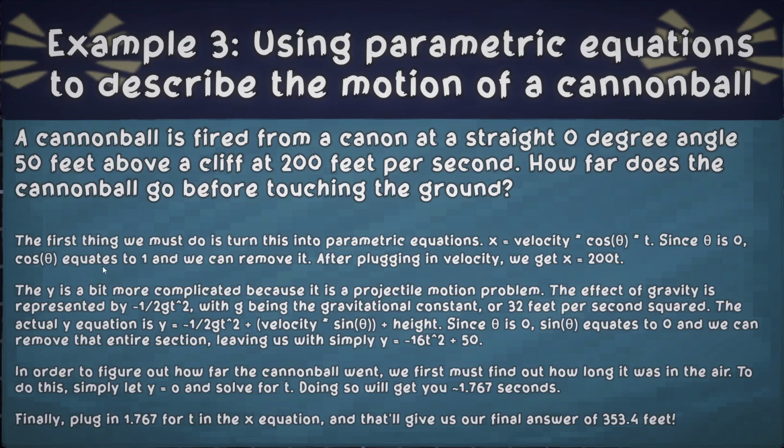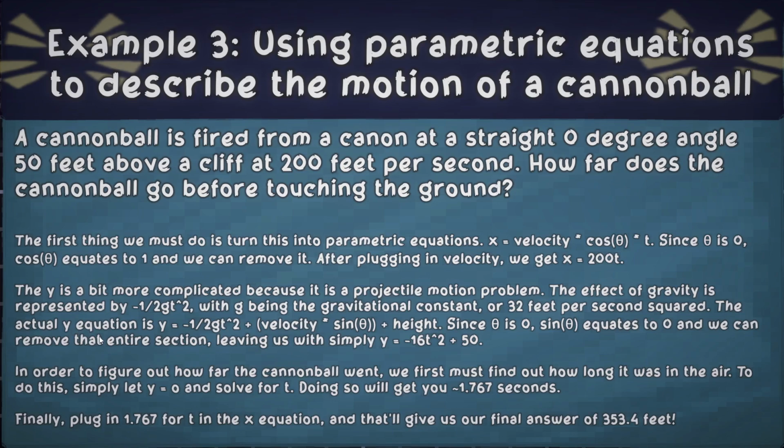If we want to get our y parametric equation, it's going to be a bit more complicated because it's a projectile motion problem, and we have to take gravity into account. The effect of gravity is represented by -1/2 gt squared. And g is just the gravitational constant, which is 32 feet per second squared. And this will represent the acceleration of the object as it falls downwards.